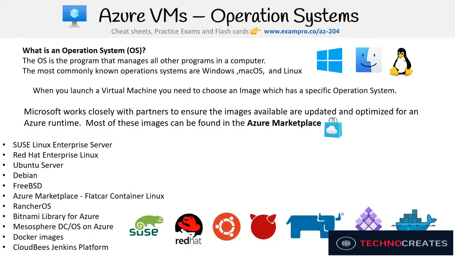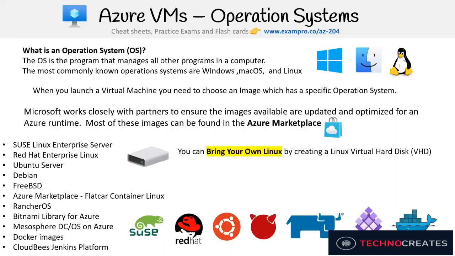Now, if you want to bring your own Linux version, you can totally do so. All you have to do is package it into a virtual hard disk or a VHD. If you've never heard of VHDs, these are just virtual hard disk formats that you can create using Hyper-V software, which would be on your Windows machine. And just be aware that Azure doesn't support VHDX, which is a newer format. It only uses VHD. Okay, so there you go.